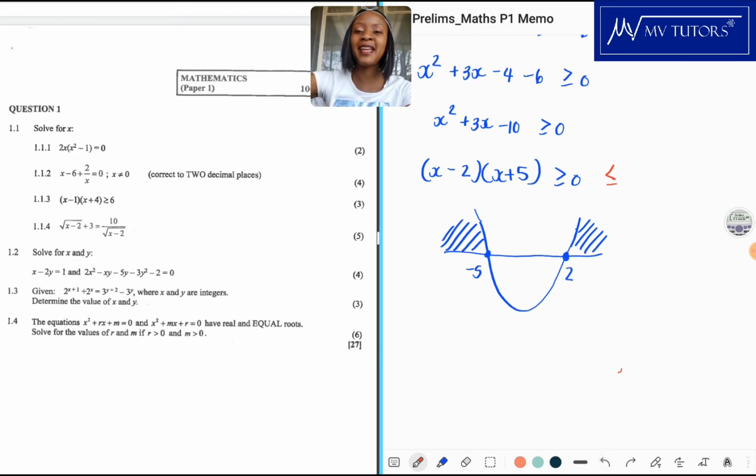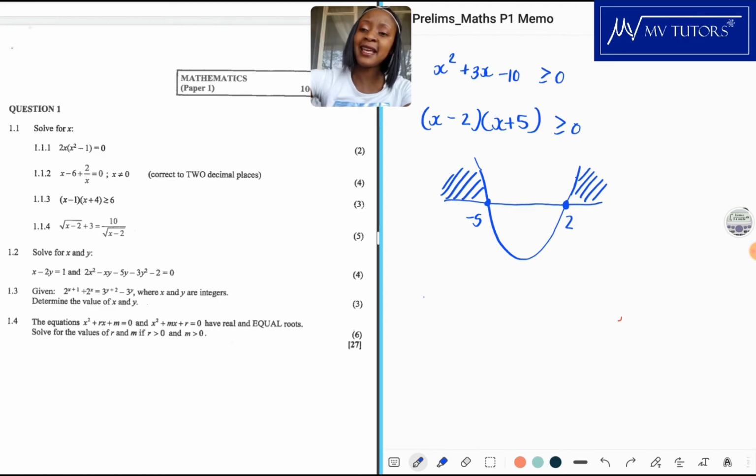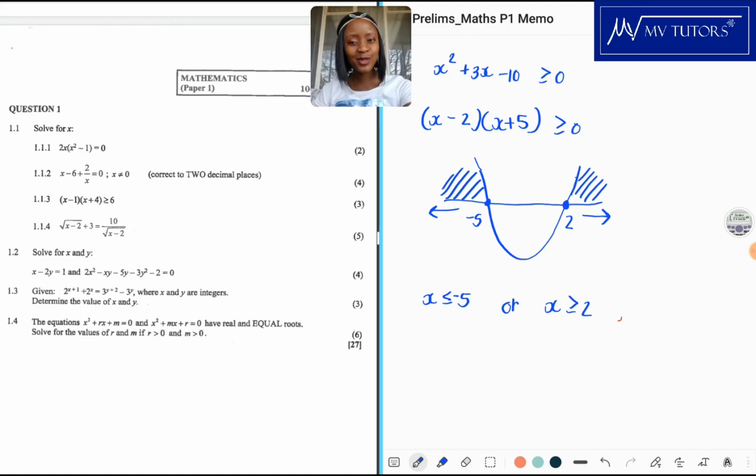We have it being bigger and equal to 0. So in that case, our final answer will be, we have minus 5 as one of the factors. So basically x will be smaller and equal to minus 5, because the answer goes in this direction. Please excuse my blocked nose. And then we have x, because it's going in that direction, bigger and equal to 2. And those are our two solutions. Cool. So now let us go to 1.1.4.